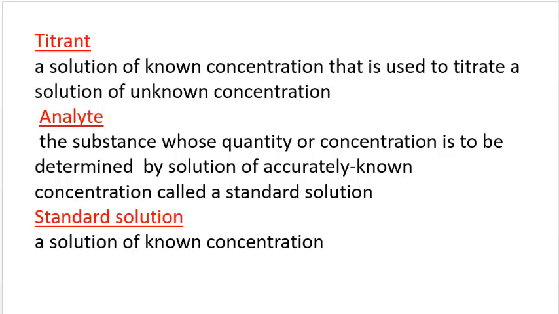What is a titrant? What is an analyte? Titrant is a solution of known concentration that is used to titrate a solution of unknown concentration. Analyte is a substance whose quantity or concentration is to be determined by a solution of accurately known concentration called a standard solution. What is a standard solution? Standard solution: a solution of known concentration that was prepared before the titration.